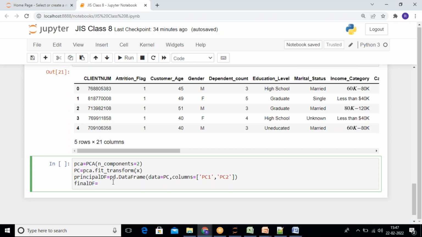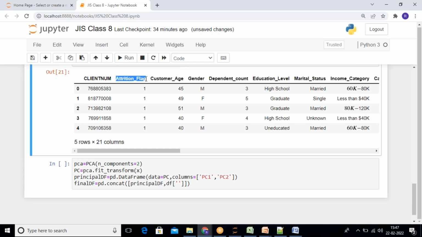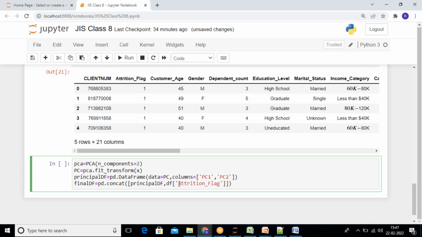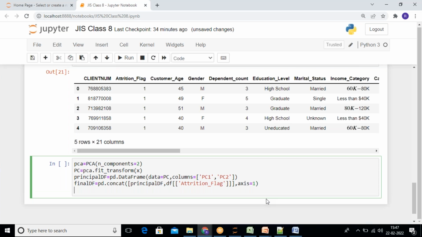final_df equal to pd.concat. Inside this I am going to take this principal_df. I'll copy this and paste it over here, principal_df, and from df, I'm going to take the attrition flag. This attrition flag is not going to be converted. Axis equal to 1. So final_df.